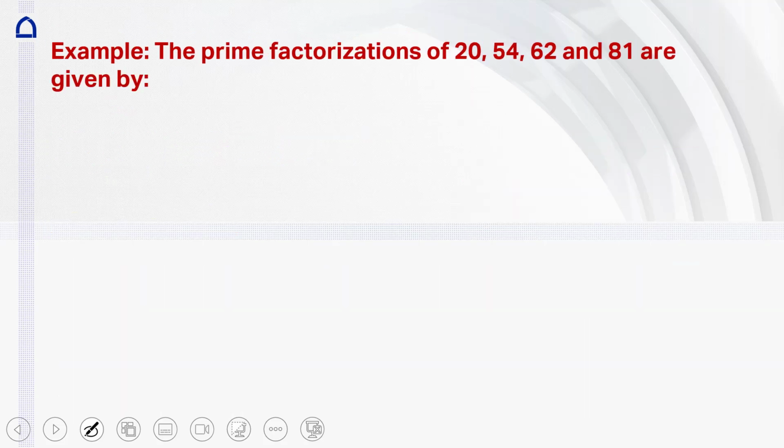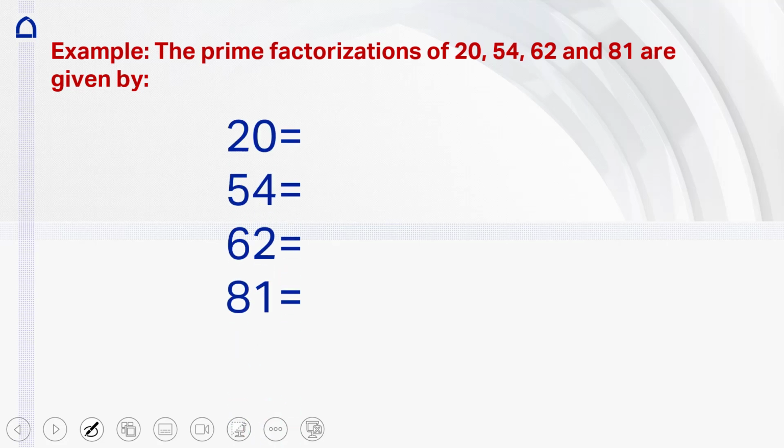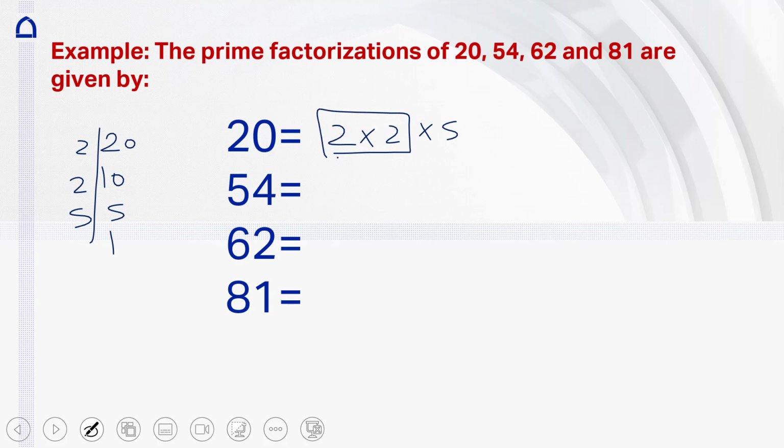Let's have this one. If we go for 20, I like to do this one. 20 divided by 2, you have 10. Divided by 2, you have 5, then 5, then 1. So I can write this one as 2 times 2 times 5. I know from the power rules, this can be written as 2 to the power 2 times 5. So this is how to write this one.